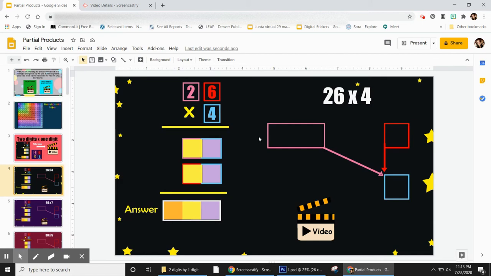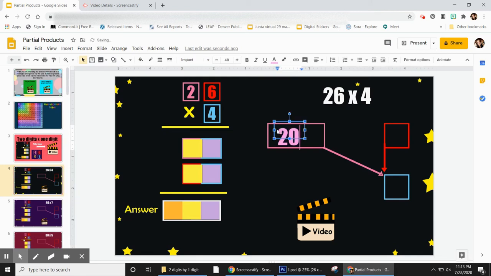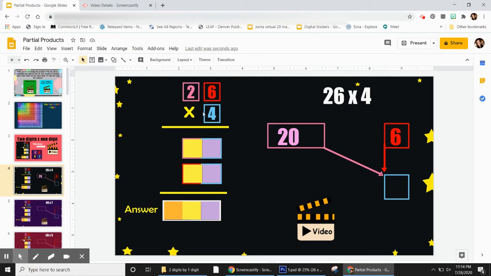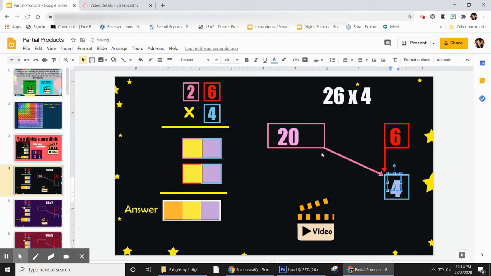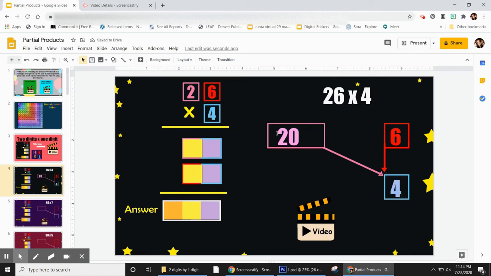Doing 26 times 4 is hard, but if you split the 26 up, the 2 is really 20. So I'm going to click and type in 20. And the 6 is really just a 6. The 2 is a 20 because it's in the tens column. And then the 4 is just a 4. So here's your 26 times 4, but you're going to do 20 times 4 and then 6 times 4.